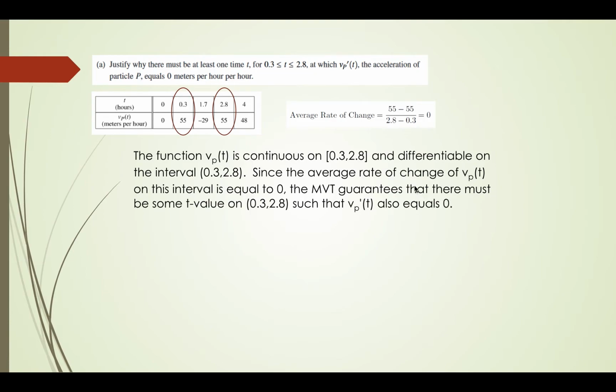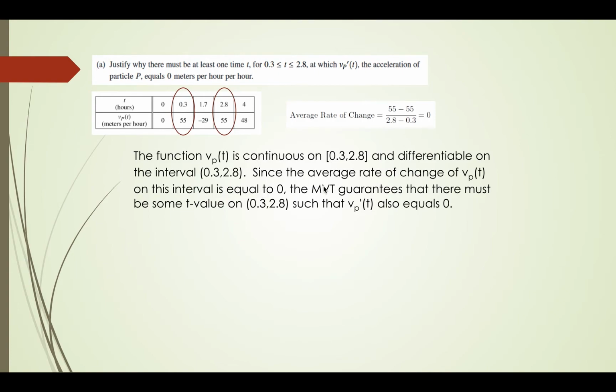Notice that I'm always using specific function names. I didn't say since the average rate of change of the function, because if you're generic like that, the grader doesn't know which function you're referring to. Are you talking about the v sub p of t, or are you talking about v sub p prime of t? There are two different functions in this problem. So instead of just generically saying the rate of change of the function, I'm being very specific about which function I'm talking about. And so again, all we're saying here is that the average rate of change is equal to 0, which is what this bit of the sentence is saying right here.